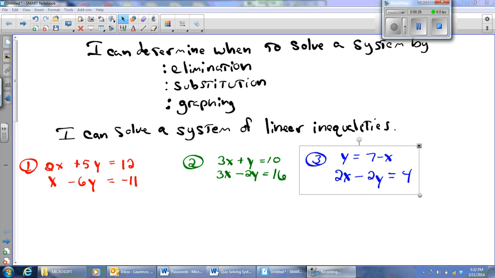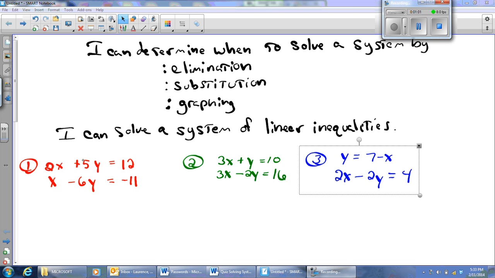Anyway, here we go. Today, I can determine when to solve a system by elimination, substitution, and graphing. I can solve a system of linear inequalities, okay? That's the topic of the video today. I'm looking at the red system, the green system, and the blue system. I look at the red one, and I think elimination is a good way to do it because I could easily multiply the second equation by -2, and the x's would cancel, right?